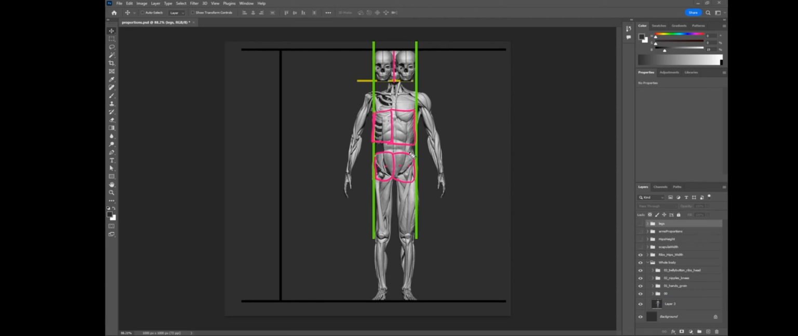This is, of course, where there is a lot of variation between people as well, because in this case, you can see that the hips are the same width as the rib cage, which is not the case for a lot of people.